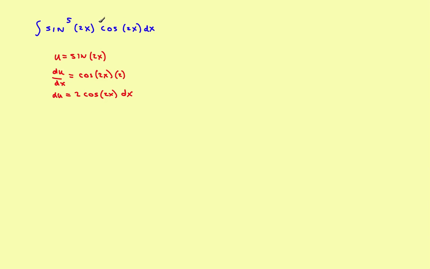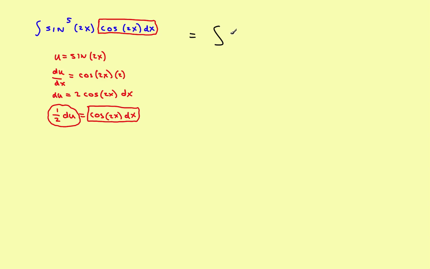Now again, in your u substitution, you're going to eliminate this, and so you don't need the 2, so that means that 1/2 du would be equal to the cosine of 2x dx. Now here's your u substitution. There's the cosine of 2x, and you're going to substitute 1/2 du. So in the problem, here's what it will change into. This will turn into the integral of u to the 5th times 1/2 du.